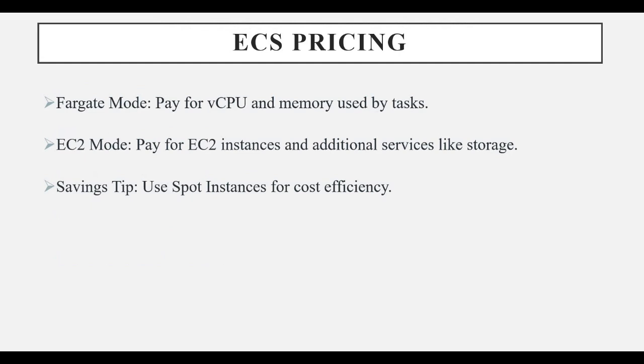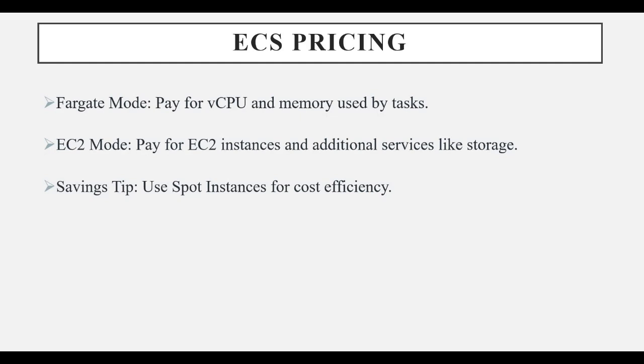The next is ECS pricing. The ECS pricing is in three ways: one is Fargate mode, another one is EC2 mode, and the last one is savings tips. In the Fargate mode, you pay for the CPU and memory used by the task. We only pay for the CPU and memory used by the task while we are running it. In that time we only pay for that task.